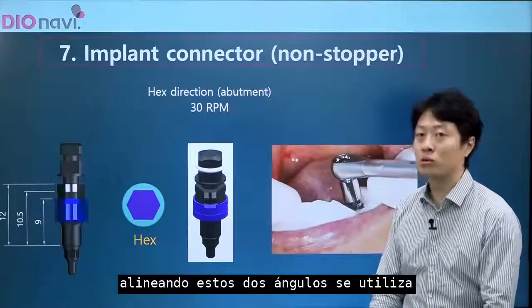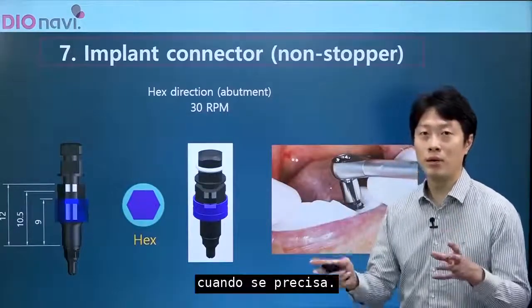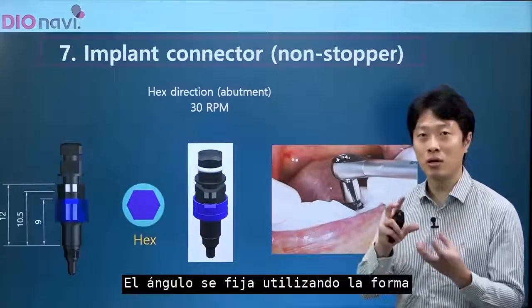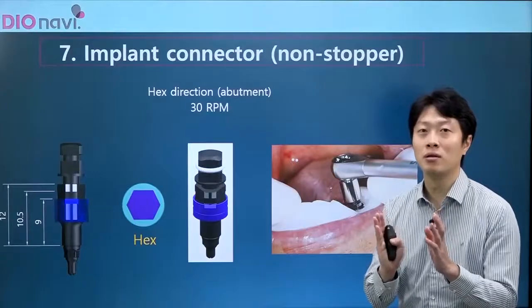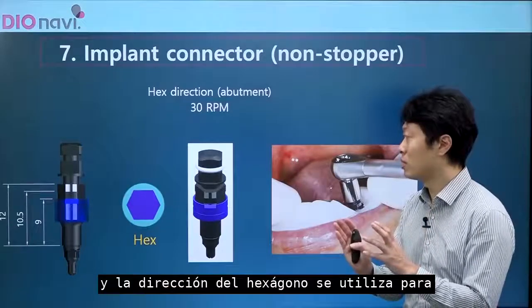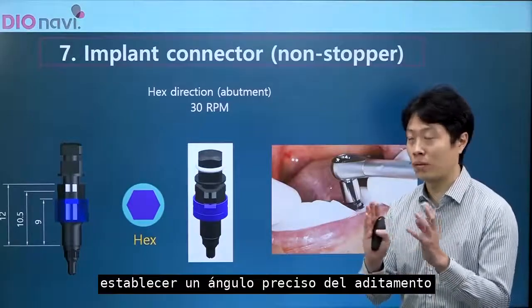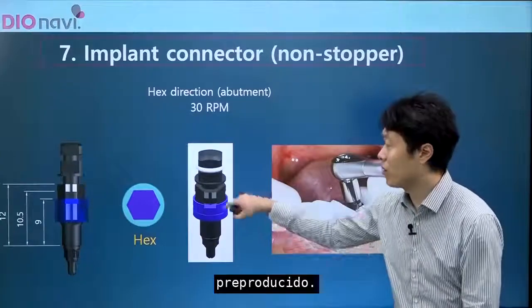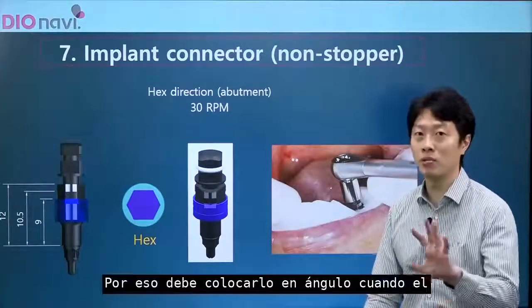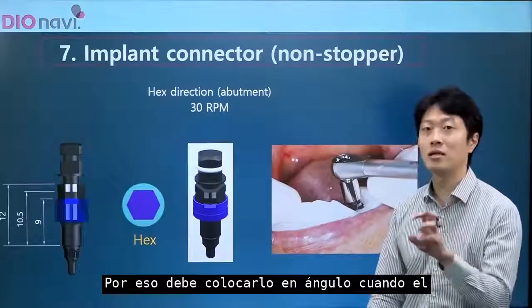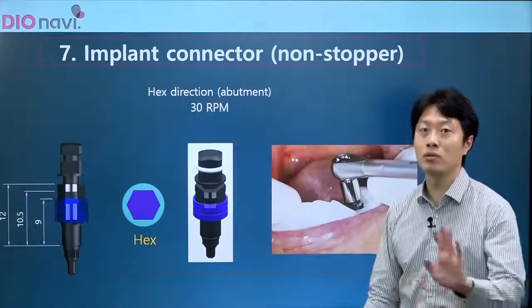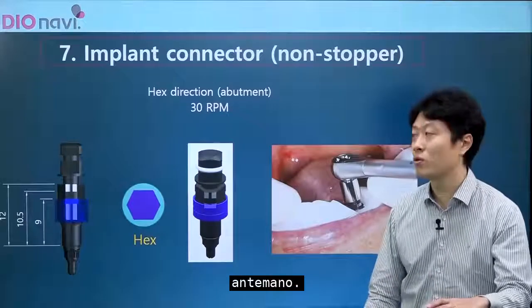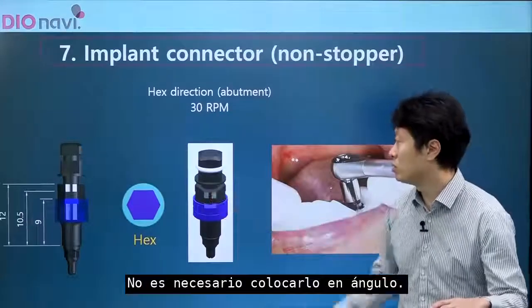Aligning these two angles, it is used when an accurate angle is set using the hexagonal shape when producing the abutment in advance. The direction of the hexagon is used to set an accurate angle of the pre-produced abutment. That's why you should place it at an angle when the abutment has been produced in advance. When the abutment has not been produced in advance, you don't have to place it at the angle.